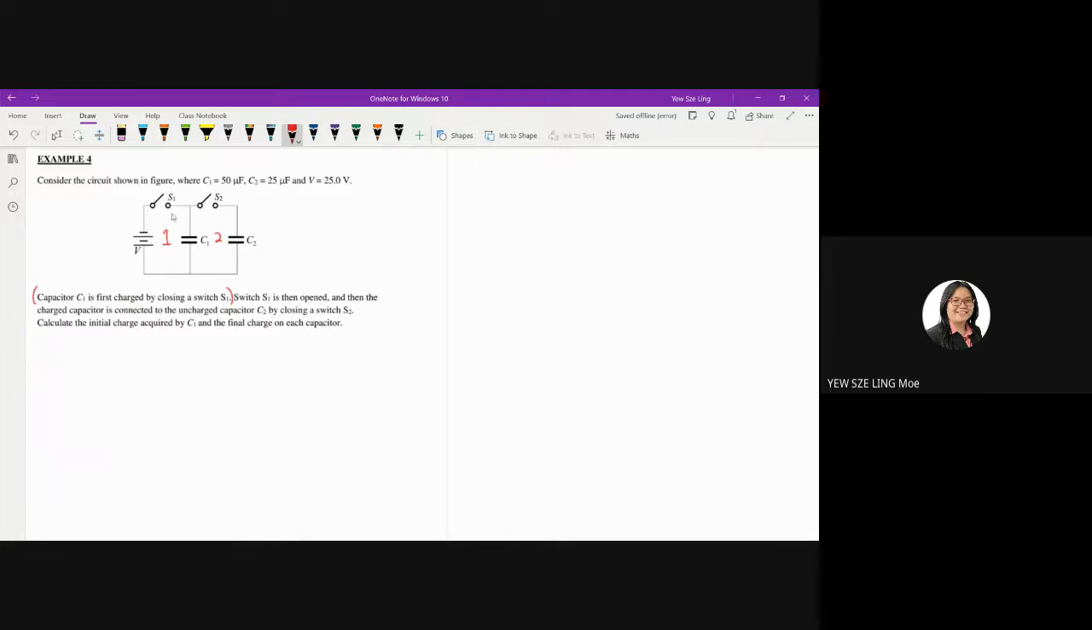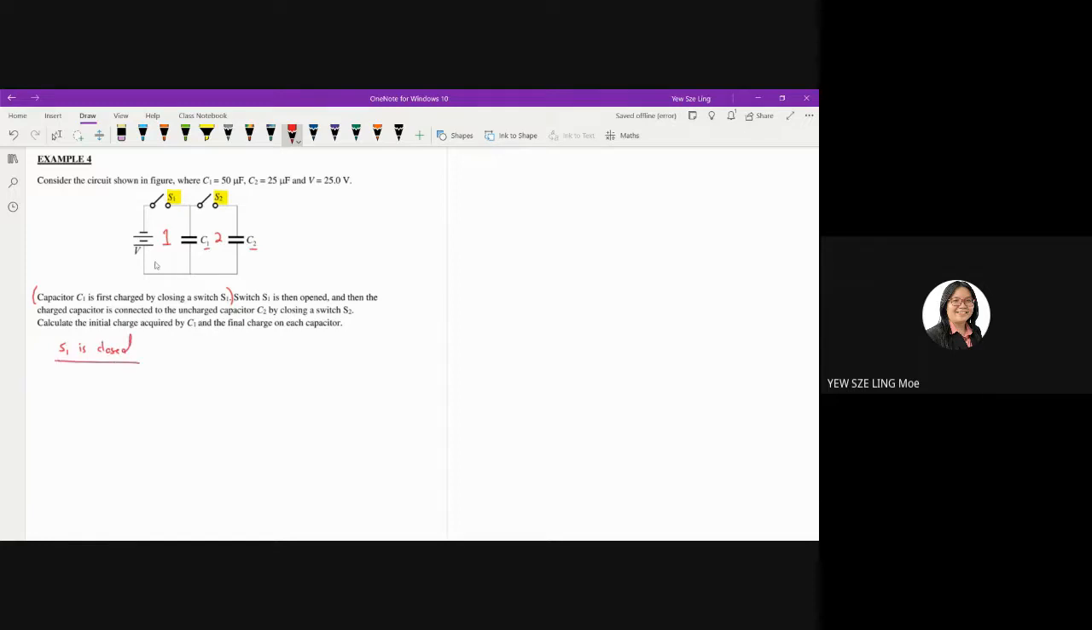Initially, the diagram shows both S1 and S2 open. Now you close switch S1. When S1 is closed, you are charging up capacitor C1. After that, you open the switch, meaning you disconnect it from the power supply, from the battery. Then by closing S2, you are charging C2 by using C1. We're going to look at them one by one. First of all, we look at what happens when S1 is closed.